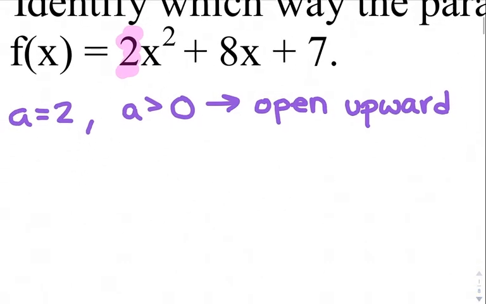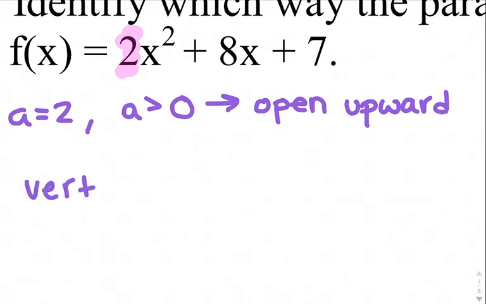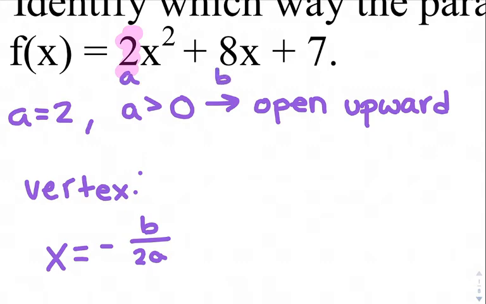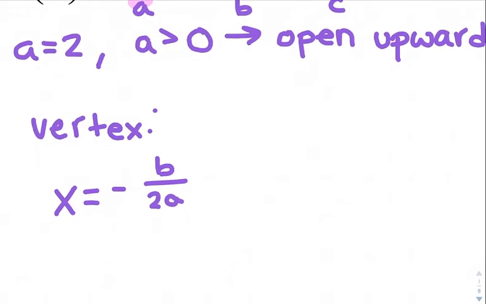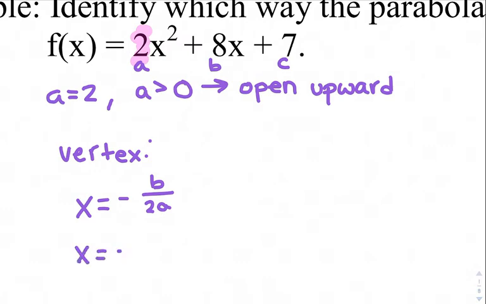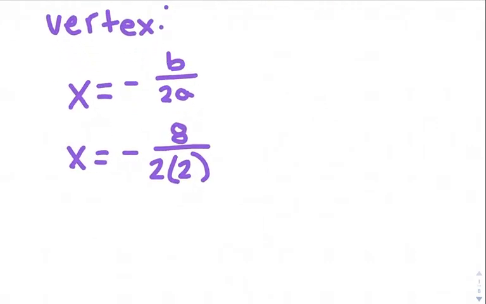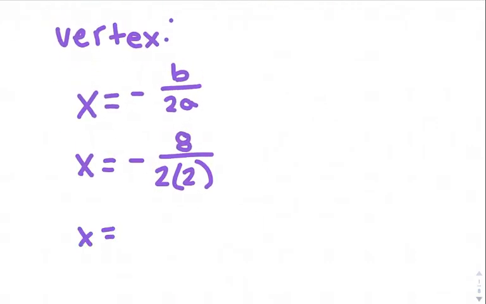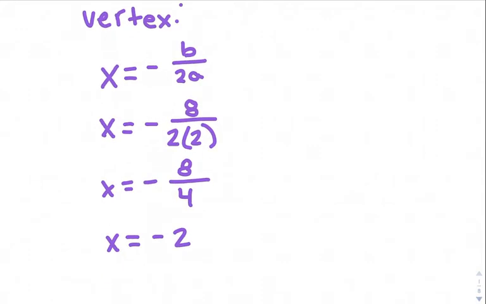Now I need to find my vertex. In order to find my vertex, first step, I'm going to do x equals negative b over 2a. So 2 is my a, 8 is my b, and 7 is my c. So x equals negative 8 over 2 times 2. Well, 2 times 2 is 4. Now 8 divided by 4 is just 2. So I get my vertex x coordinate to be negative 2. That's all from step 1.